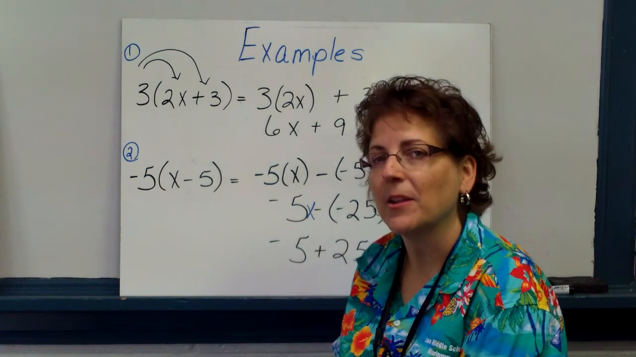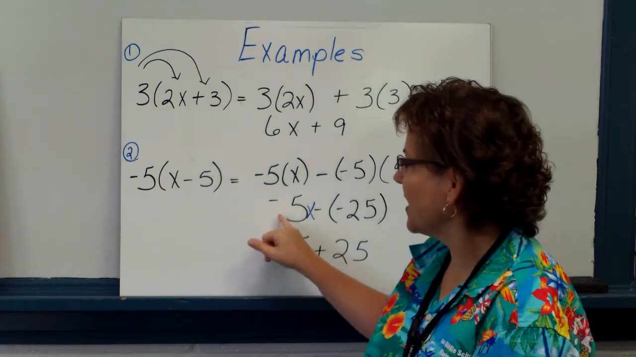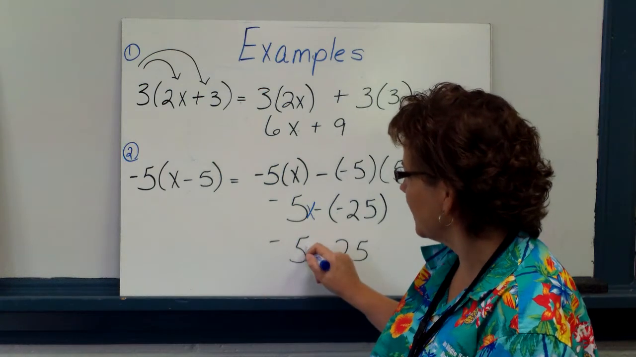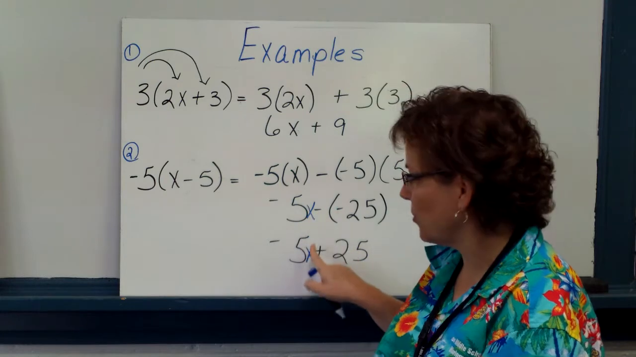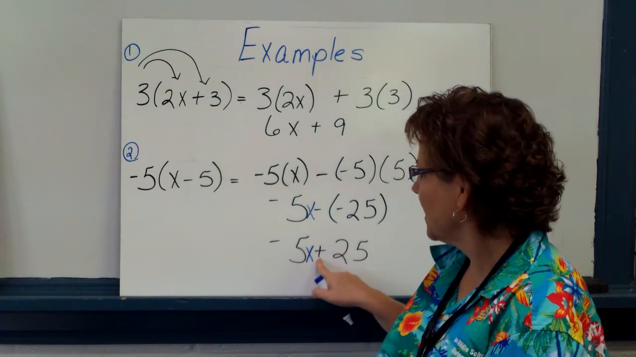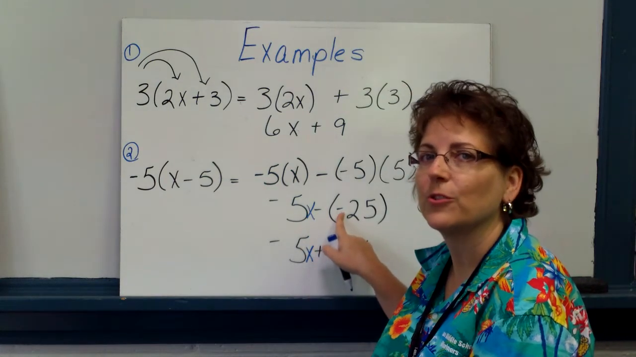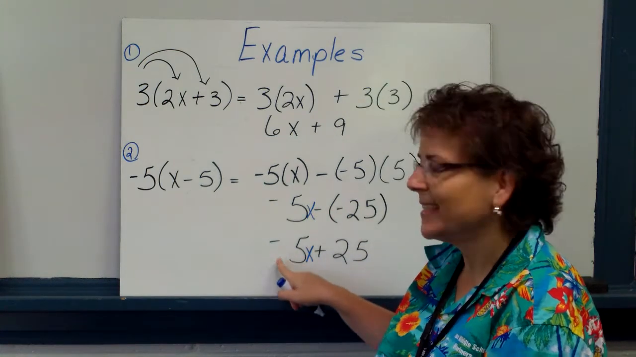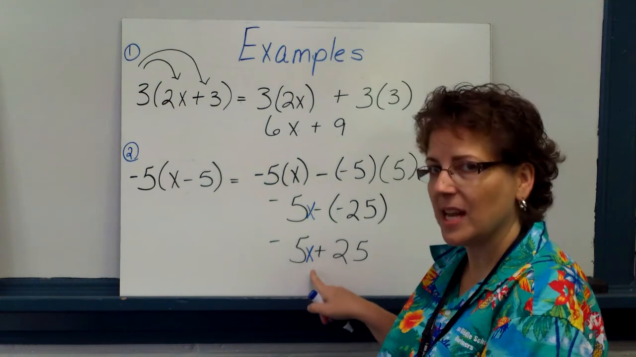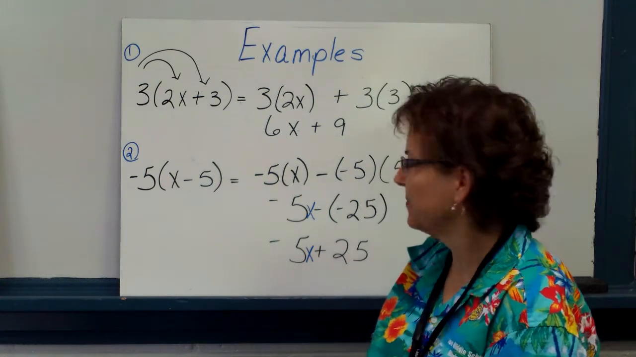Now you have to think again about your keep, change, change. So -5x stays the same. This minus sign turned to a plus sign. And this -25 turned to a +25. So in the end, what we have is -5x plus 25.